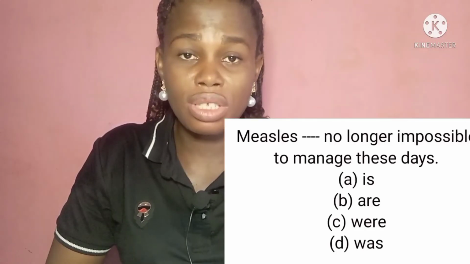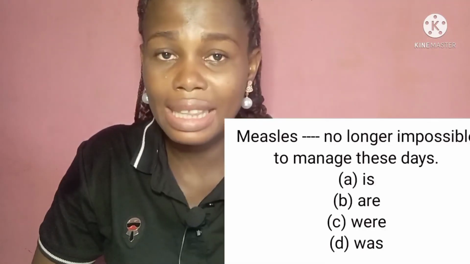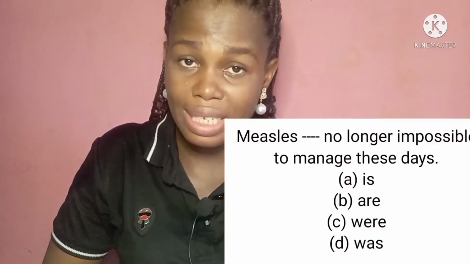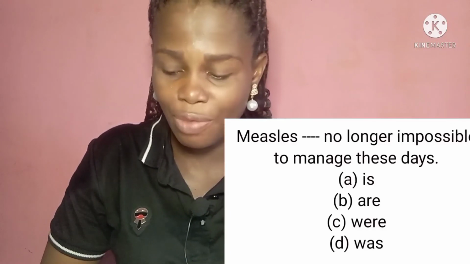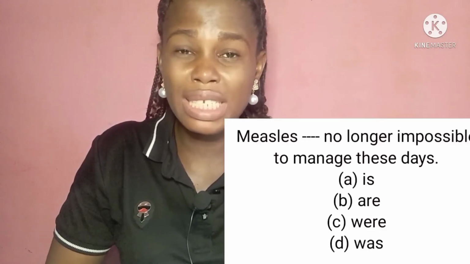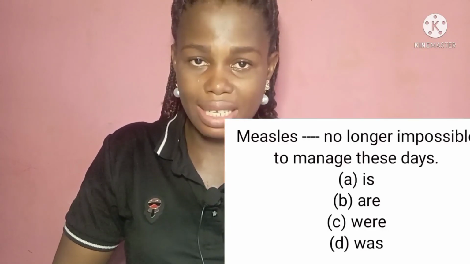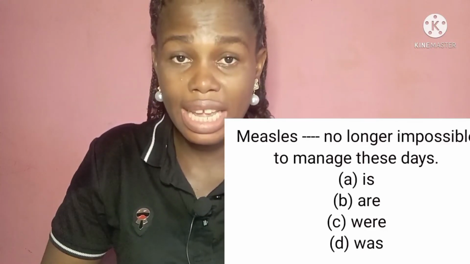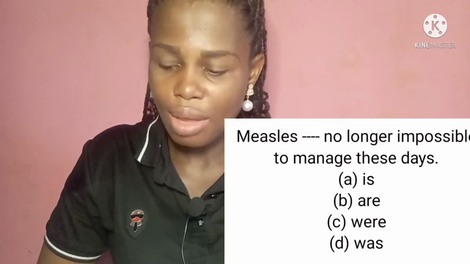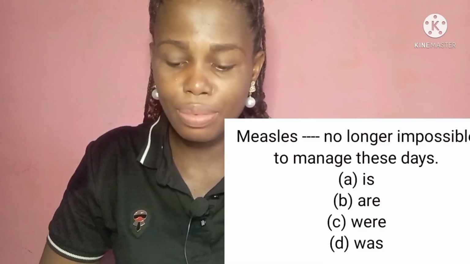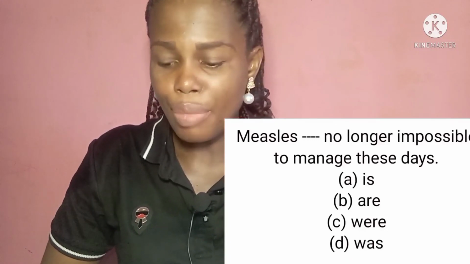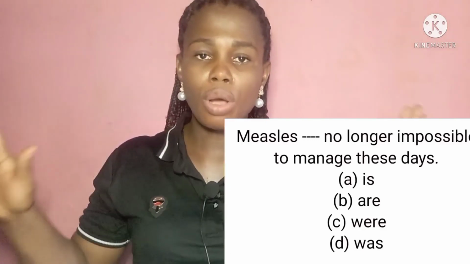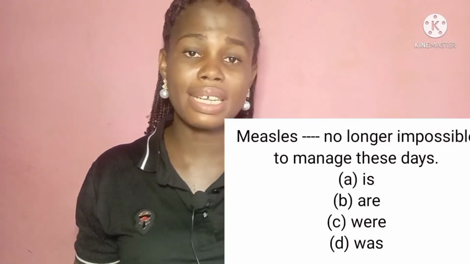Now, what again should we consider? The next thing we should consider is the tense of the sentence. Is it in the present or in the past form? It is in the present form. No longer impossible to manage these days, present. So we are going to choose option A. Measles is no longer impossible to manage these days. So option A is the correct answer.